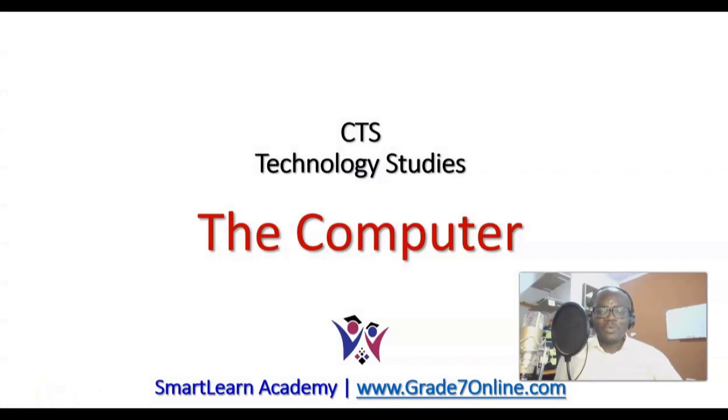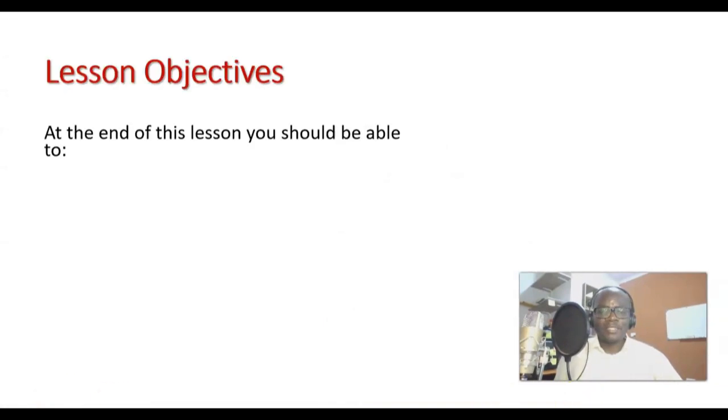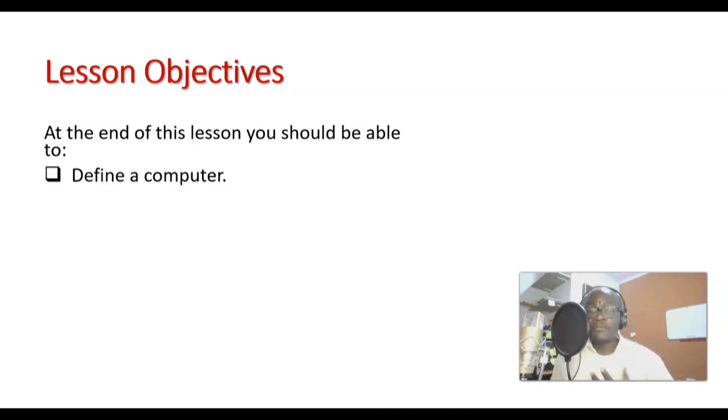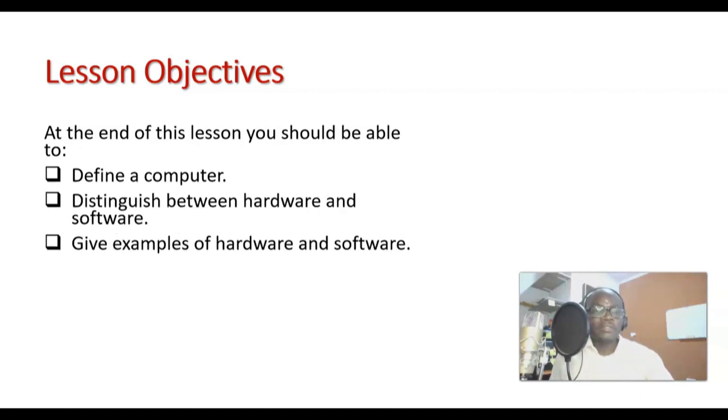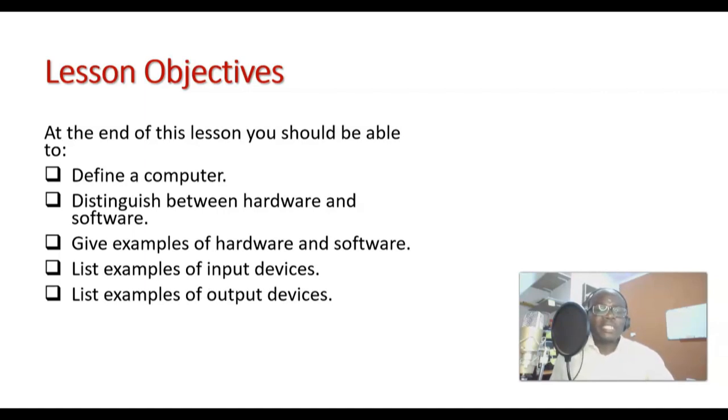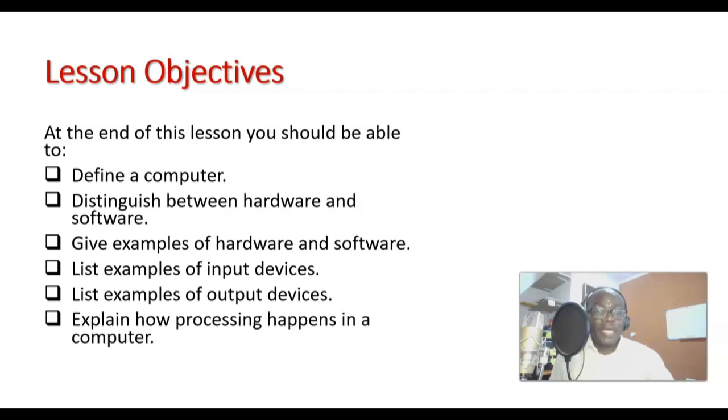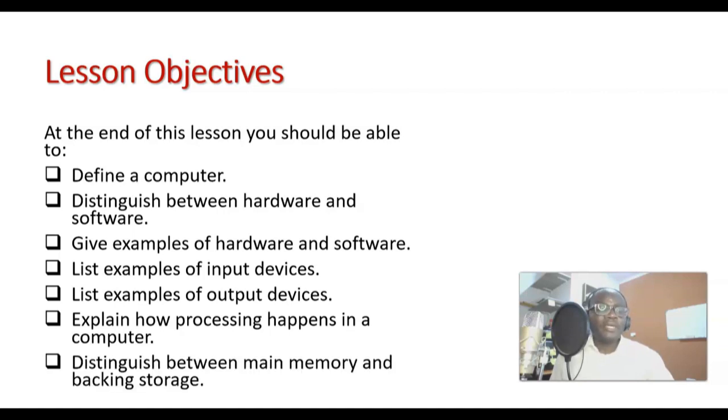So let's see what we have for today's lesson. At the end of this lesson, you should be able to define a computer, distinguish between hardware and software, and give examples of hardware and software. You should also be able to list examples of what are known as input devices and output devices, and explain how processing happens inside a computer. And finally, you should be able to distinguish between main memory and backing storage.